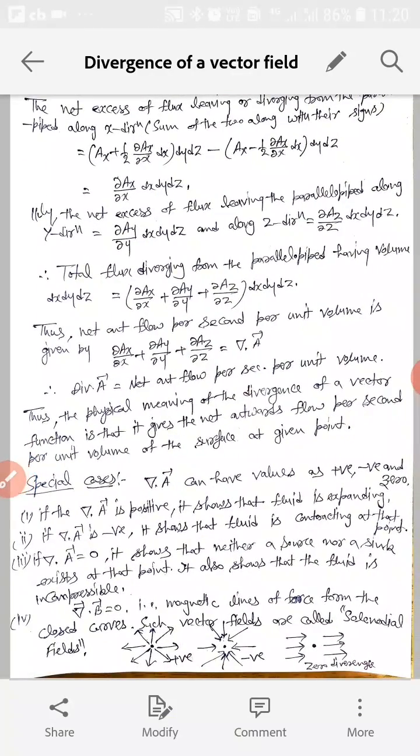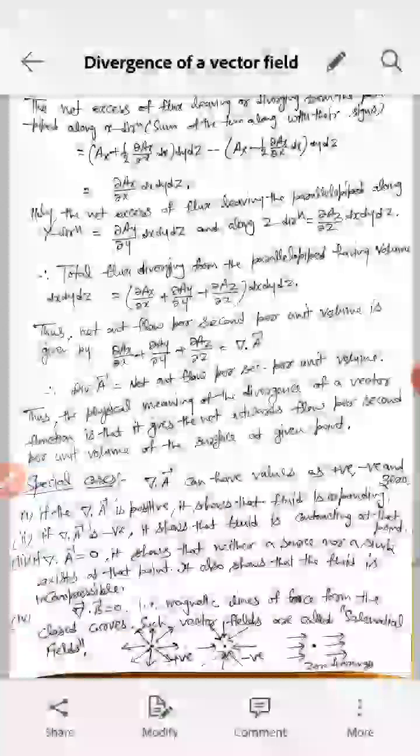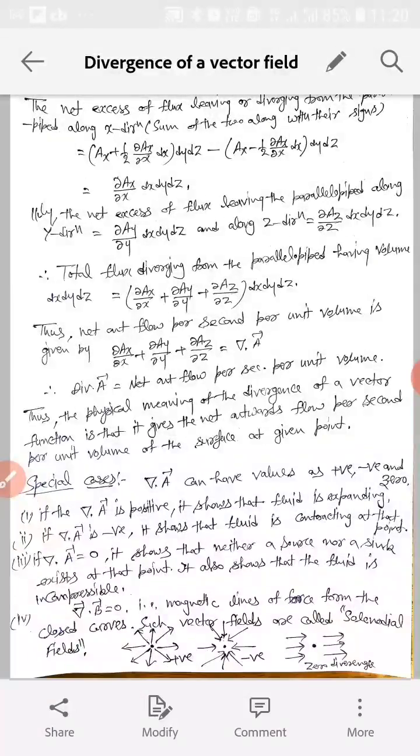Now we have many examples and special cases regarding the divergence of a vector field. As we already discussed, both are vectors and we take the dot product of the two, so the ultimate result will be a scalar quantity, which can be positive, negative or zero. Suppose the divergence of a vector is positive, that means our fluid is expanding and it works as a source.